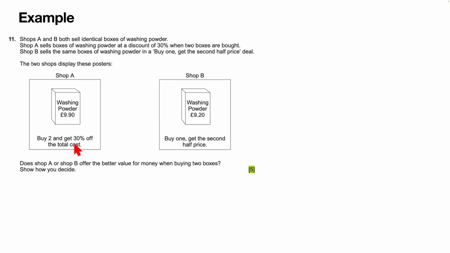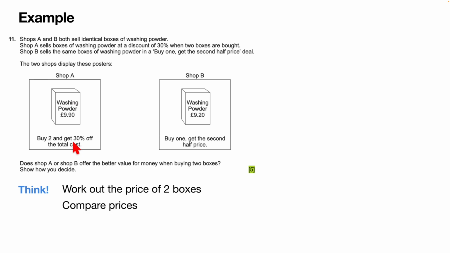Good. Well, I'm glad of that because we can get 30% off on this one. Think, what are we going to do? We are going to work out the price of 2 boxes and then we're going to compare prices. Right, probably start off with shop A. Shop A, they are $9.90 and you get 30% off the total cost. So let's see, 2 times 9.9 times 0.7. If it's 30% off, then you're paying 70%, 0.7, and that equals 13.86. Okay, that's good. That's the price. That's the 30% off. So I'm just checking I've got everything.